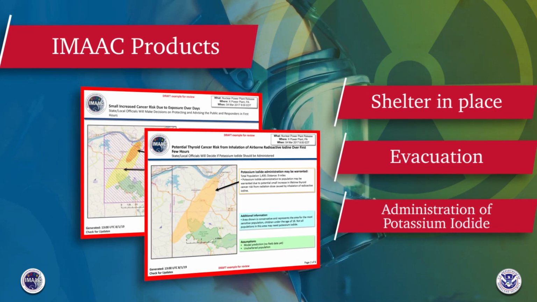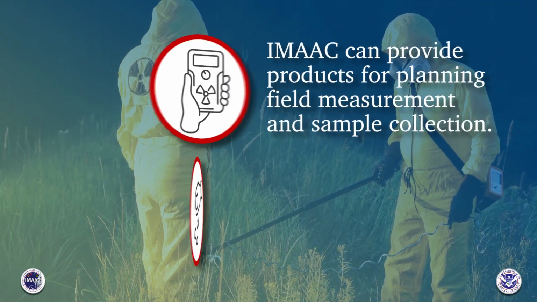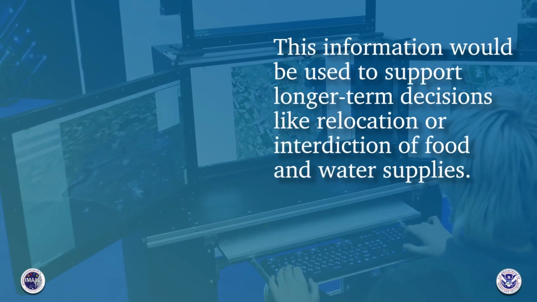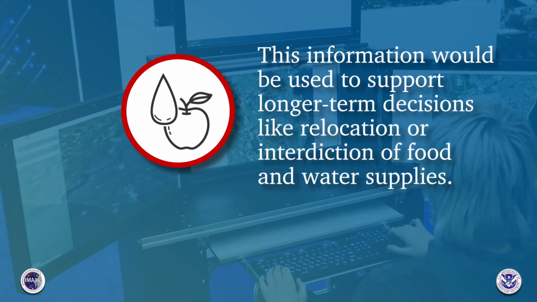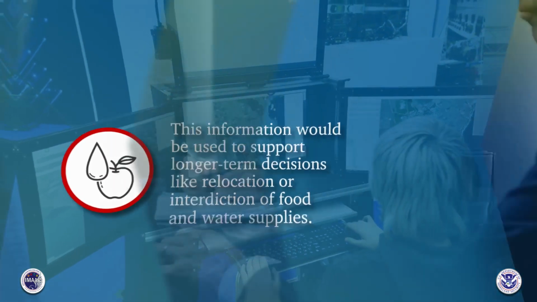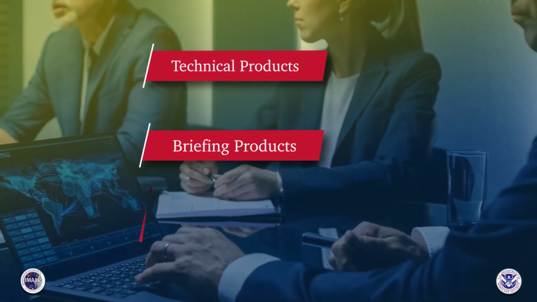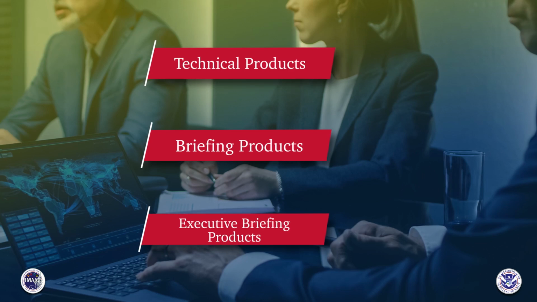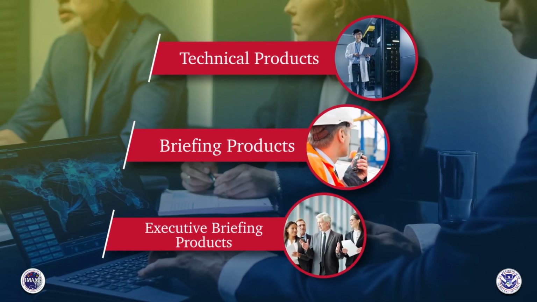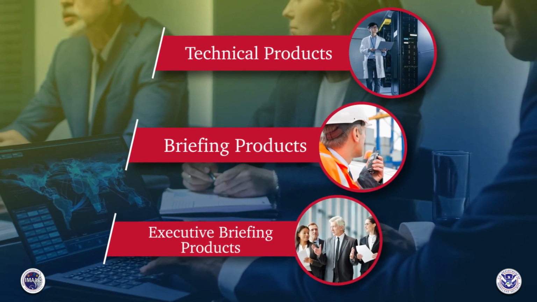In later stages of the incident, IMAC can provide MAP products for planning field measurements and sample collection. This information would be used to support longer-term decisions like relocation or interdiction of food and water supplies. This information can be provided as technical products, briefing products, or senior executive briefing products, depending on the intended audience for the information. Please view the other videos in this training series for more information on the various types of IMAC products.